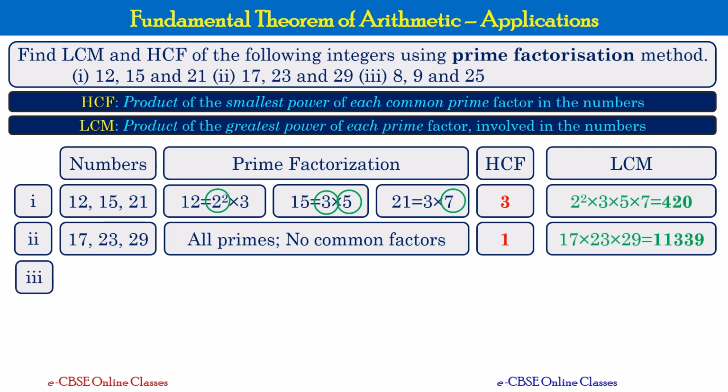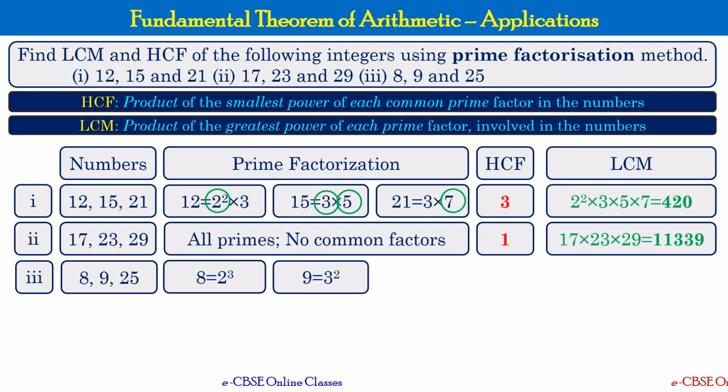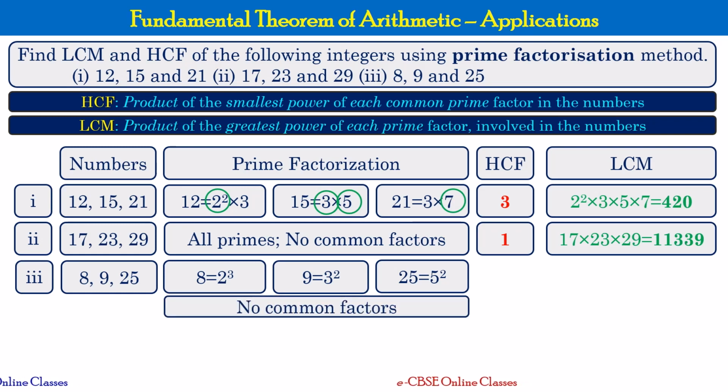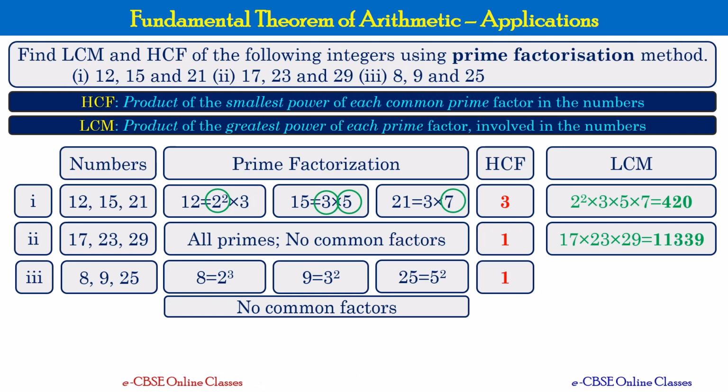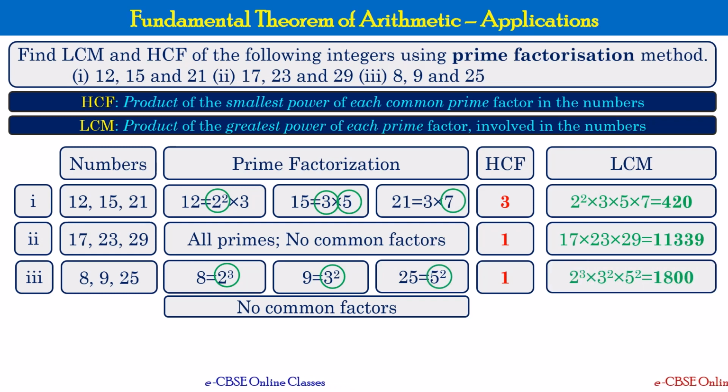Now let's go to the third problem. The numbers given are 8, 9 and 25. 8 is equal to 2 cube, 9 is equal to 3 square and 25 is equal to 5 square. So here there are no common factors. So HCF will be 1. And how about the LCM? So there are 3 factors here, 2, 3 and 5, each raised to the greatest power. For 2 it is 2 cube, for 3 it is 3 square, for 5 it is 5 square. So 2 cube into 3 square into 5 square is coming out as 1800. So that is our LCM.